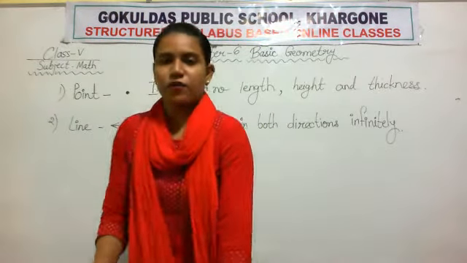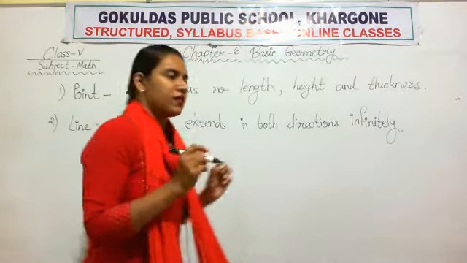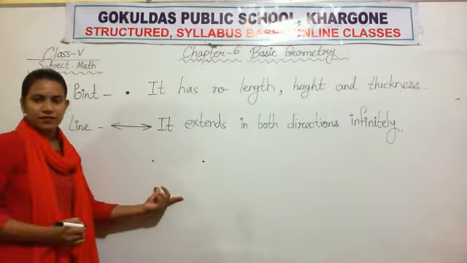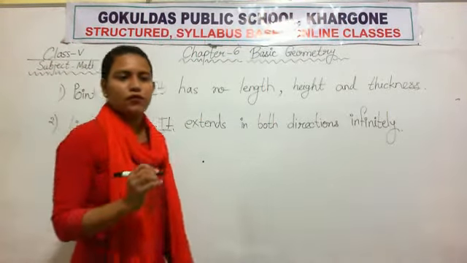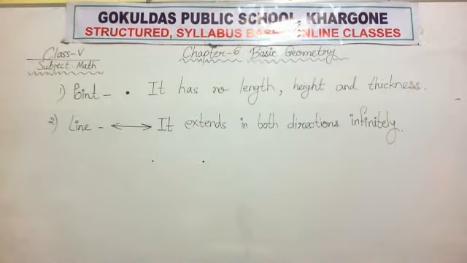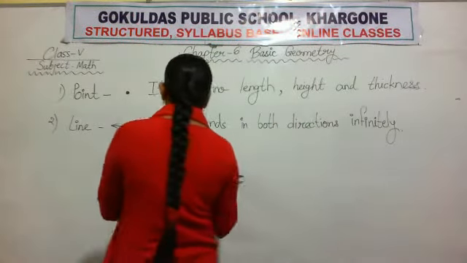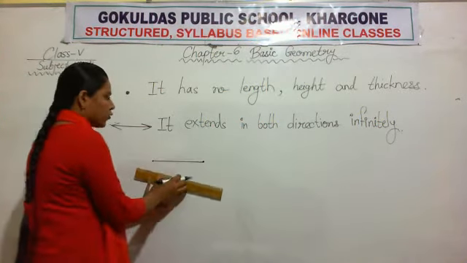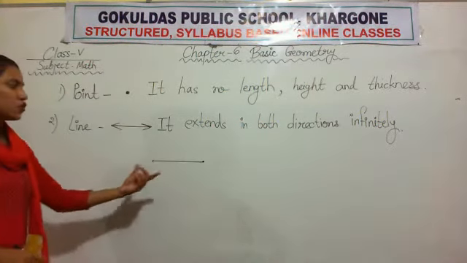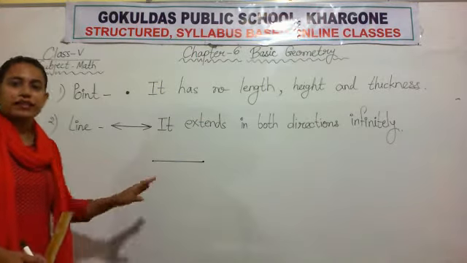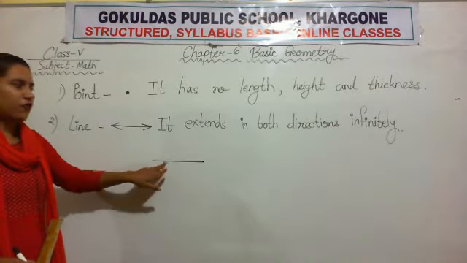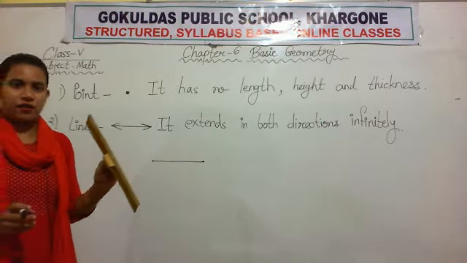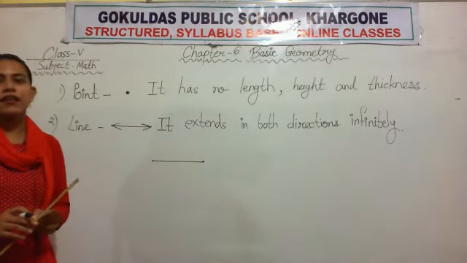We remember when we join 2 points using a straight line, we have 2 points, right? If we join 2 points with the help of a ruler or scale, we get a straight line. So this is known as a line. When we join 2 points together by using a ruler, then we call it a line.